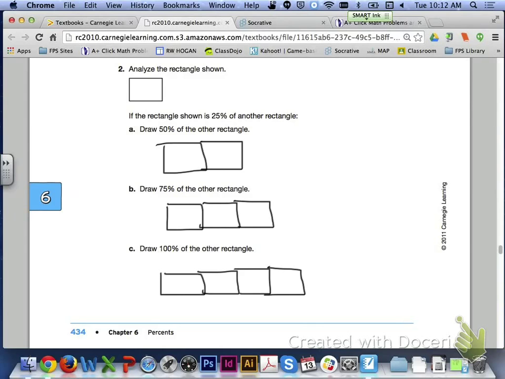Here is what your answers should look like for A through C. If the original rectangle that I had was 25%, then I would need 2 of them for 50%, 3 of them for 75% for letter B, and 4 of them for 100% for letter C.